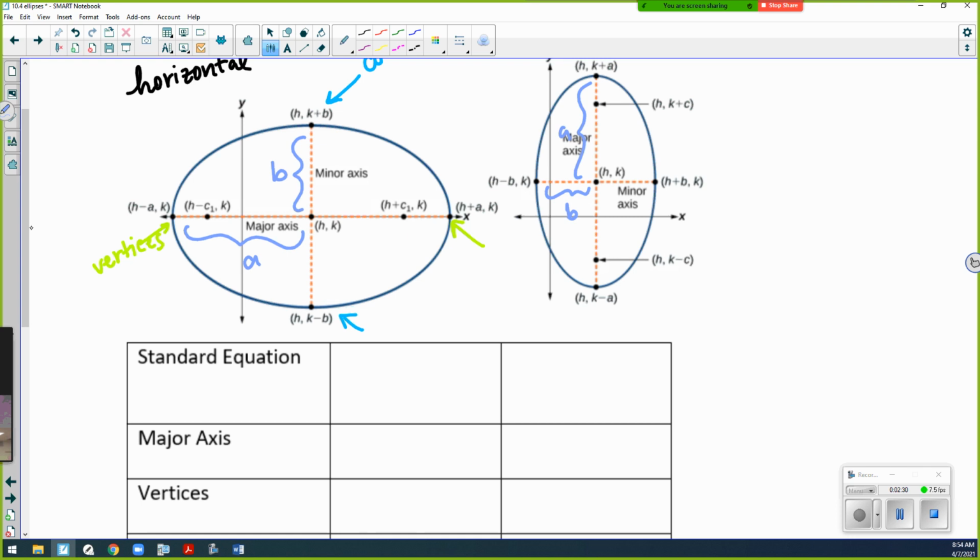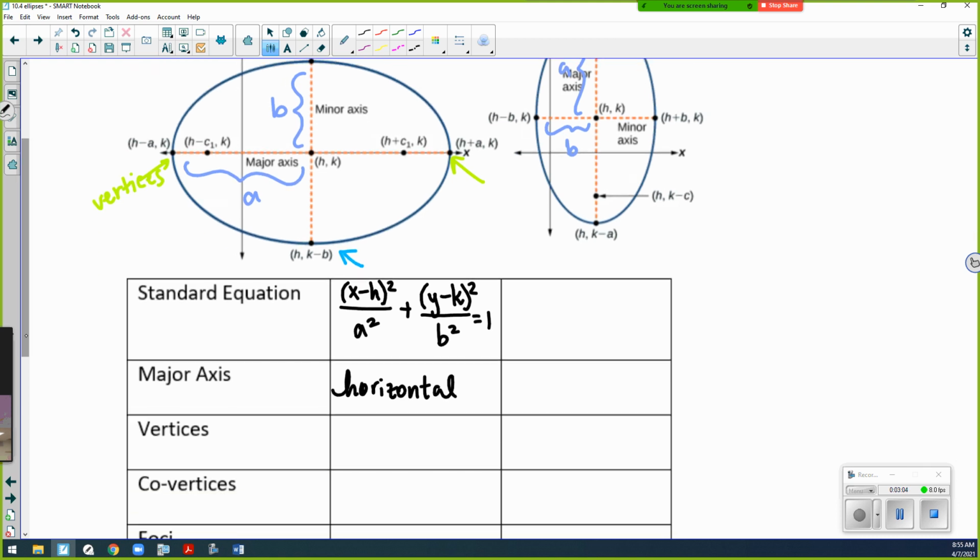All right, so the middle column will refer to the horizontal ellipse, and the far right column will apply to the vertically oriented ellipse. All right, so first of all, let's fill in our standard equation. So our standard equation is going to look like this: (x minus h) quantity squared over a squared plus (y minus k) quantity squared over b squared, and that's equal to 1. Now, your major axis is going to be horizontal because of our horizontal orientation. Your vertices will be h plus or minus a, comma k.